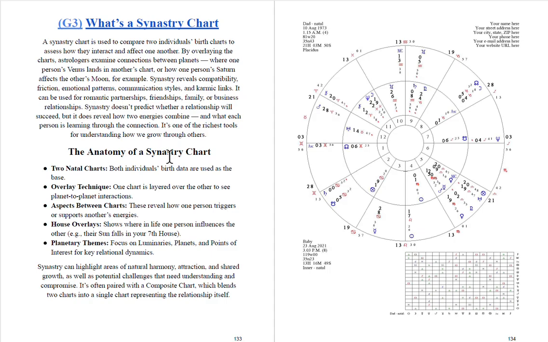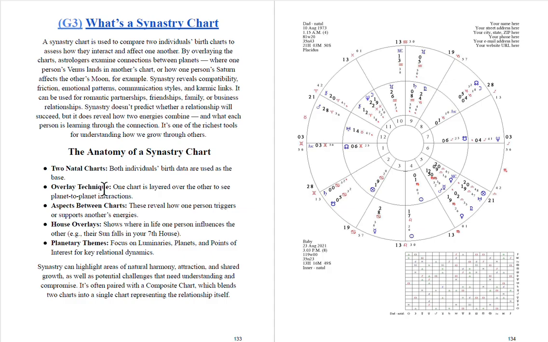So let's go over here to the anatomy of a synastry chart and start from there. The first part of the anatomy is the two astrology charts. Both individuals' birth data are used as a base. So a synastry chart always begins with two complete and separate birth charts, one for each individual involved. Each chart represents a full person with their own personality, emotional makeup, and life patterns. Synastry doesn't merge the two together. It examines how the two whole individuals act with one another.